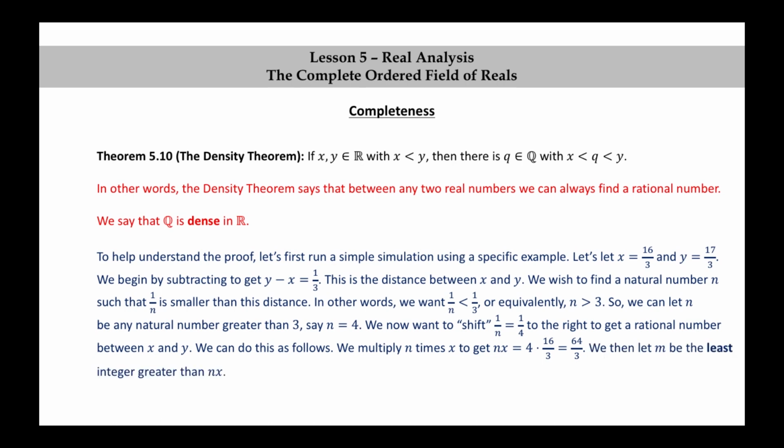We then let m be the least integer greater than nx. So m is 66 over 3. We choose 66 because it's the first number greater than 64 which is divisible by 3. And that reduces to 22. Finally, we let q equal m over n, which is 22 over 4, and we may as well reduce that to 11 over 2. And we did it. Indeed, 16 over 3 is less than 11 over 2, which is less than 17 over 3. You may want to check that these inequalities are true.